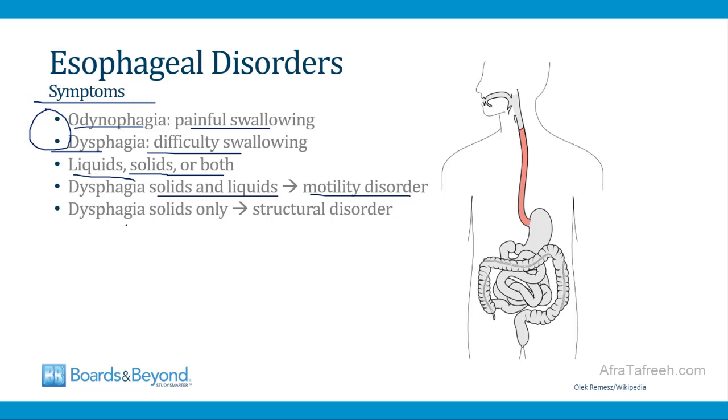In contrast, when patients report dysphagia to solids only, that usually indicates a structural disorder that has narrowed the lumen of the esophagus. When the lumen of the esophagus narrows because of some structural problem, that will cause solids to become obstructed, leading to dysphagia for solids. But liquids will usually flow past the obstruction, and therefore patients with structural disorders usually report dysphagia to solids only. And so these last 2 points here are very high yield. These are major principles of the evaluation of esophageal disorders.